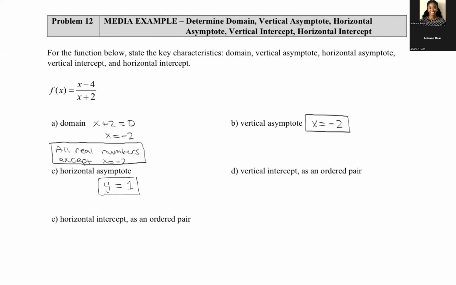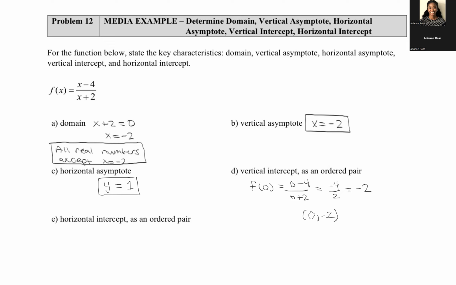On to part D. For part D, we're asked to find the vertical intercept and write the answer as an ordered pair. To find the vertical intercept, we're going to let x equal 0 and solve for the output y. So if we look at f of 0, that would be (0 minus 4) over (0 plus 2). Negative 4 divided by 2 equals negative 2. So when the input is 0, the output is negative 2. That gives us the ordered pair (0, negative 2). This is our vertical intercept.